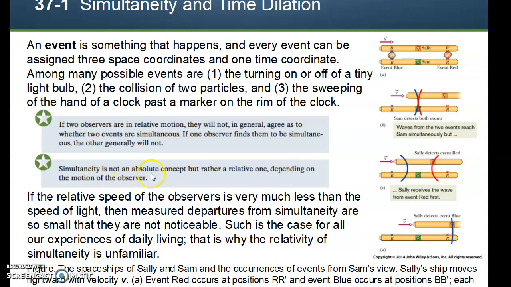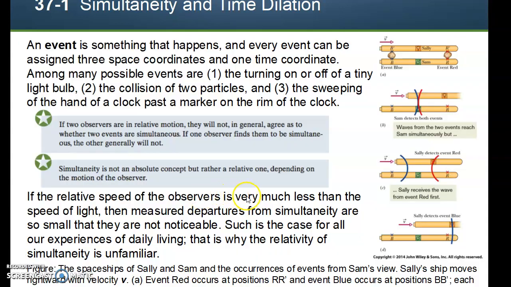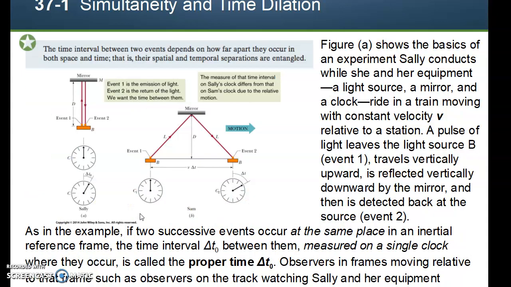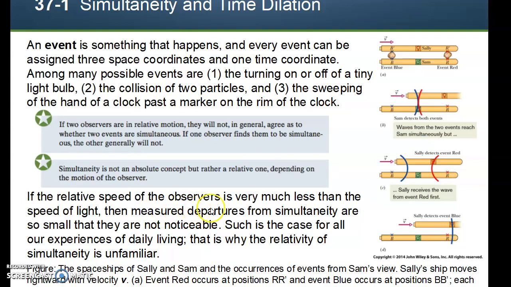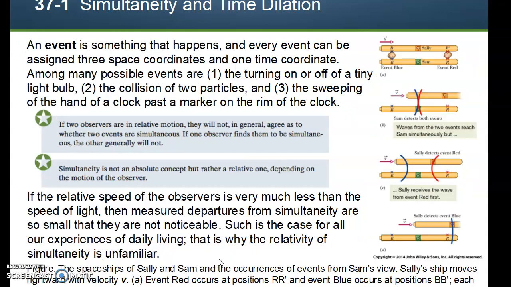Simultaneity is not an absolute concept, but rather a relative one, depending upon the motion of the observer. If the relative speed of the observers is much less than the speed of light, then the measured departures from simultaneity are so small that they're not noticeable. Such is the case for all of our experiences in daily living. That's why relativity of simultaneity is unfamiliar. Only when we get to the spaceships and all the other things are these things going to occur. Okay? And it has the specific examples there.